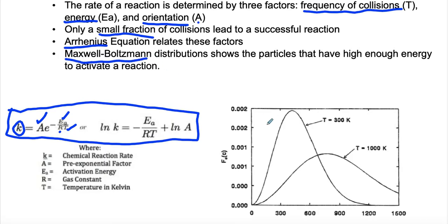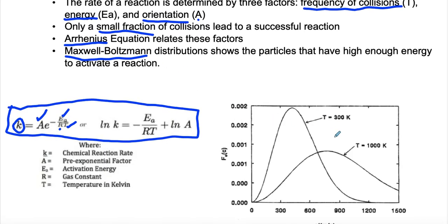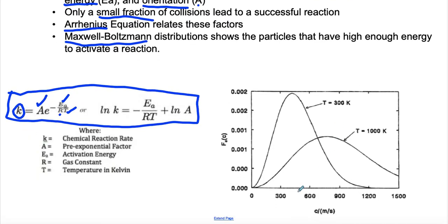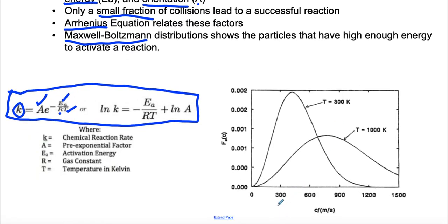Maxwell-Boltzmann's distribution of particles, this is this other graph over here, shows you a picture of what collisions will actually produce a reaction. So let's say that 600 here is about where our activation energy is. Anything that has a lower energy than that is not going to react. So all of these are not going to react. Anything with a higher energy than that will react.